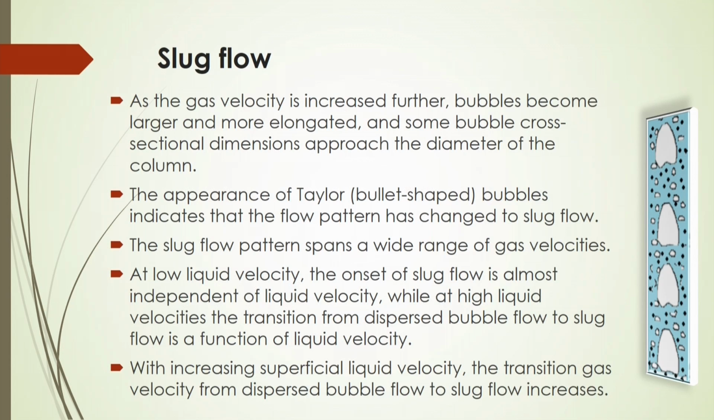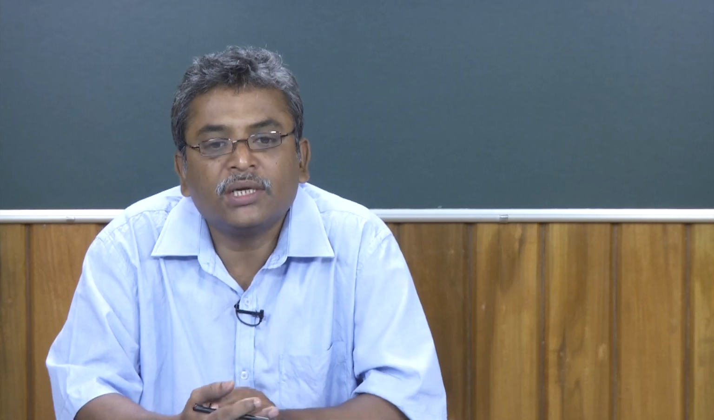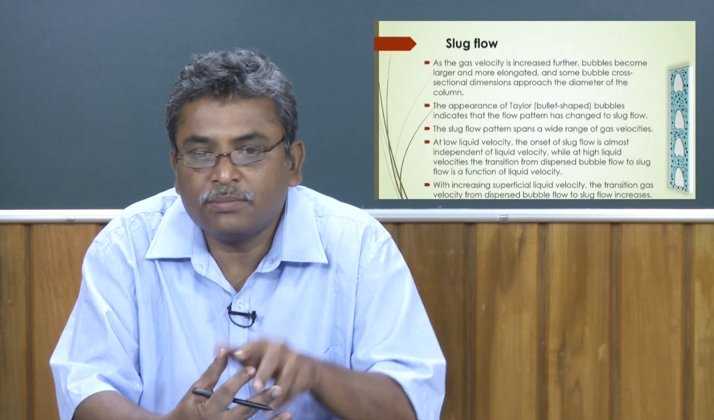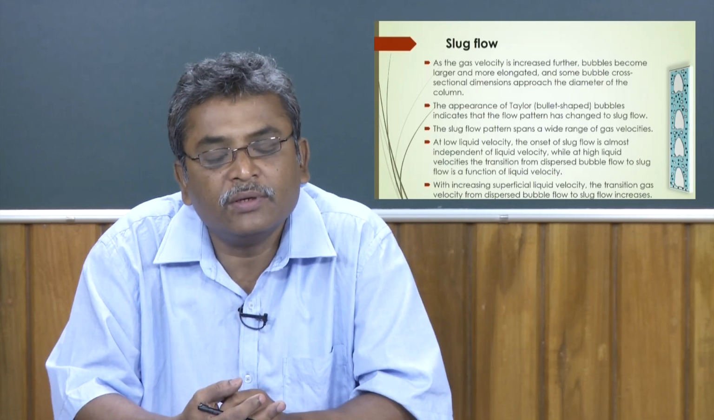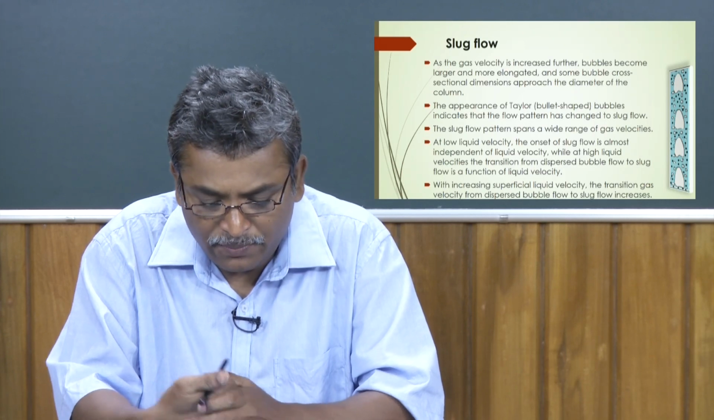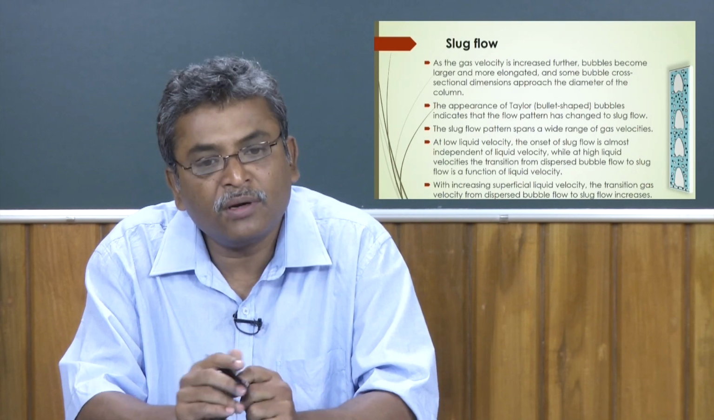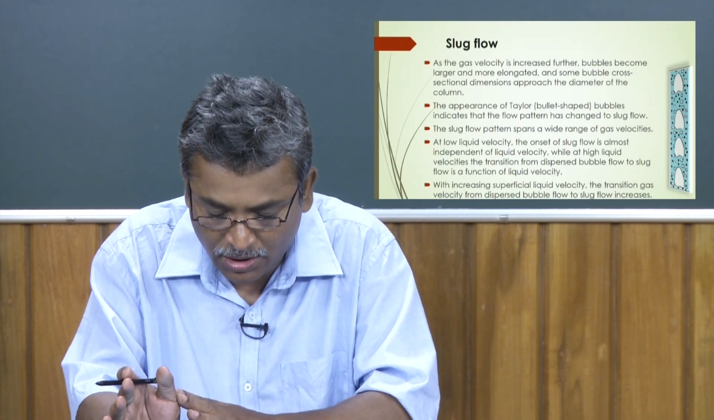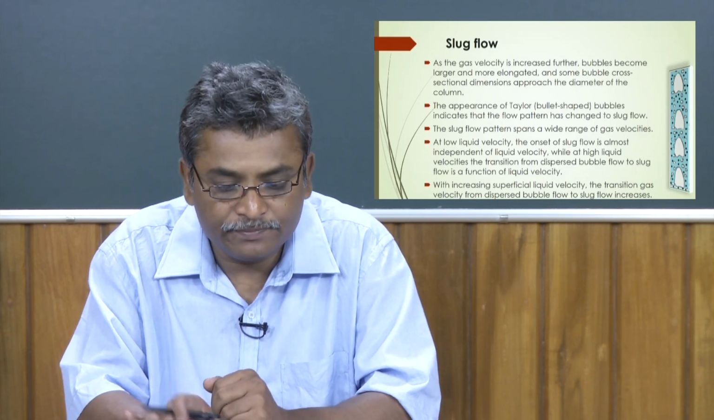At low liquid velocity, the onset of slug flow is almost independent of liquid velocity, while at high liquid velocity, the transition from dispersed bubble flow to slug flow is a function of the liquid velocity. If you increase the superficial liquid velocity inside the bed, the transition gas velocity from this dispersed phase to the slug flow will increase.